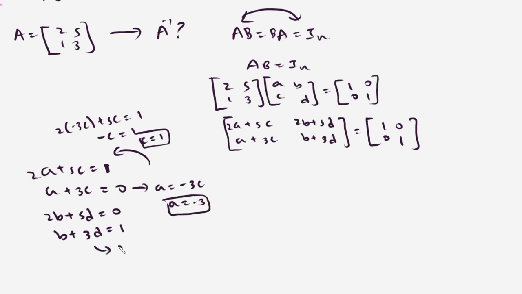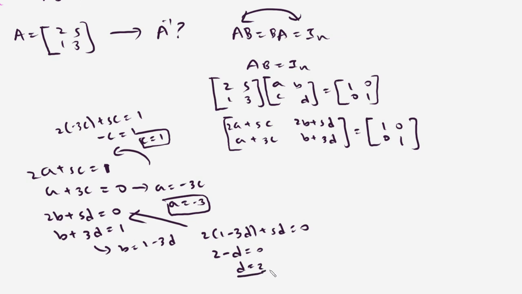Likewise, B will be 1 minus 3D. If I feed this into the other equation, then minus 3D plus 5D will be 0, so 2 minus 6D plus 5D will produce minus D. So D will be 2. Since I have D, the B will be 1 minus 6, which is minus 5.